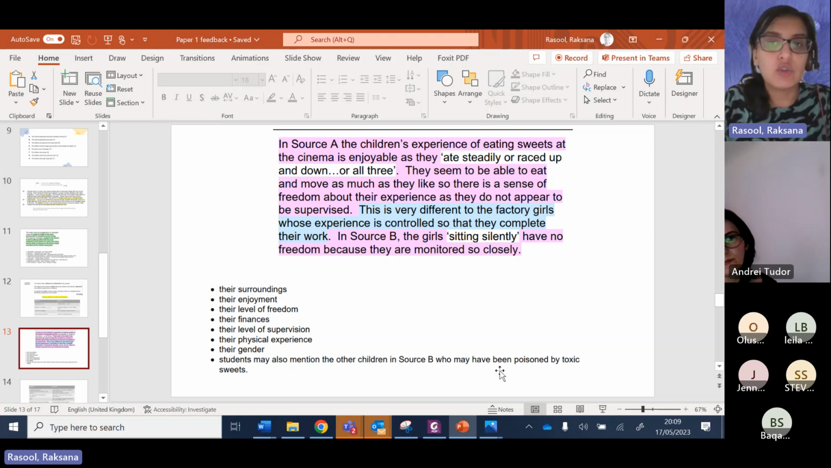So in source A, the children's experience of eating sweets at the cinema is enjoyable as they ate steadily or raced up and down or all three. They seem to be able to eat and move as much as they like, so there is a sense of freedom about their experience as they do not appear to be supervised. This is different to the factory girls whose experience is controlled, so that they complete their work. In source B, the girls are sitting silently. They have no freedom because they are monitored closely.